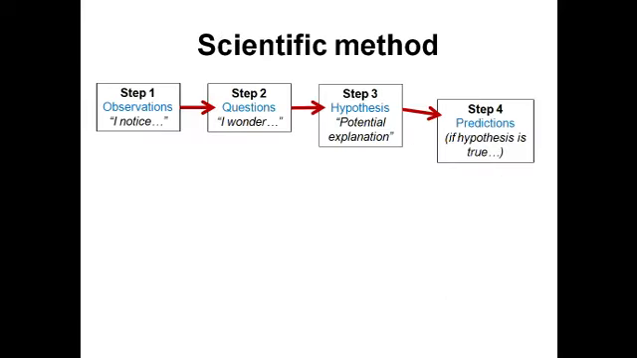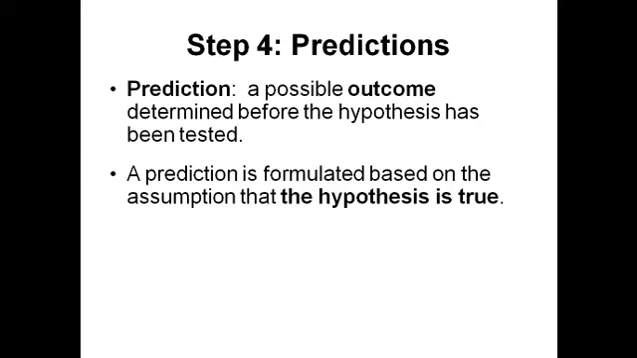Okay, so the fourth step is coming up with predictions. In this case, the most important thing is we are going to consider that our hypothesis is true when we are making our predictions. It's a possible outcome determined before the hypothesis has been tested, right? And again, when we are making our predictions, we will consider that our hypothesis is true.